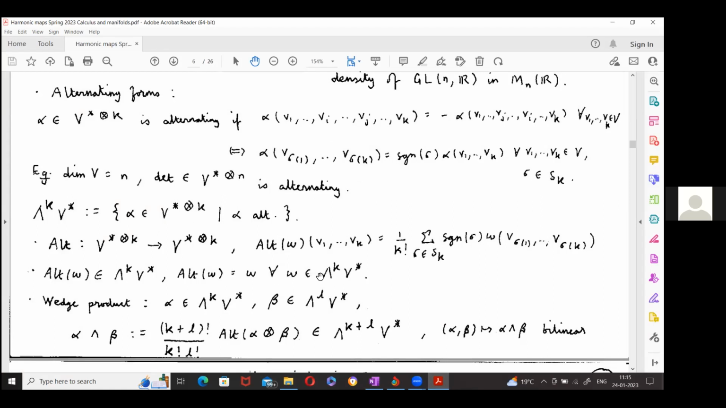And if you start with an alternating form, then it is invariant under this action. So when you average, you'll just get back the form itself. So alt of omega is equal to omega if omega is an alternating form, right? So that means that alt squared is equal to alt, right? So it's an idempotent linear map. So it's a projection, all right, to the space of alternating forms. Is that clear?